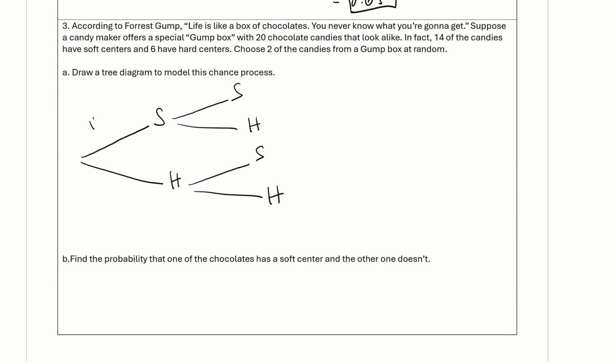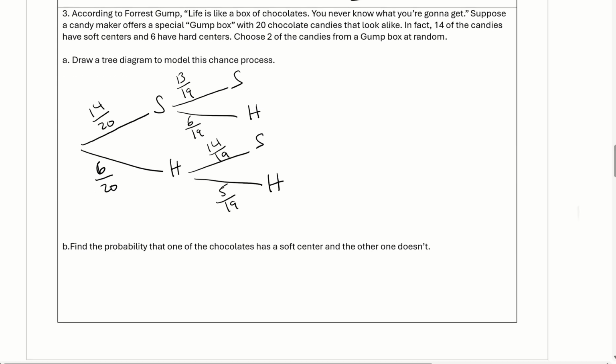So this one is 14 out of 20, right? And then this one is 6 out of 20. And then if you pull a soft candy, then the probability of getting another soft is 13 out of 19. And then this one's 6 out of 19. And if you pull a hard candy for the first one, the probability of getting a soft one is 14 out of 19. And then this one's going to be 5 out of 19. All right, so there's your tree diagram.